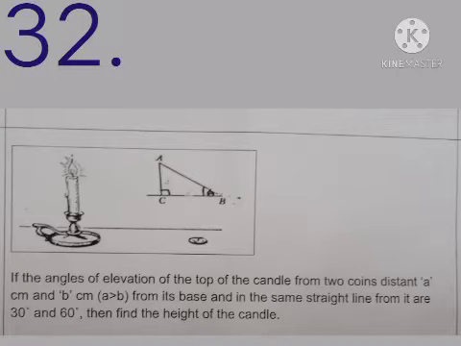Question number 32. If the angles of elevation of the top of the candle from two coins, distant a centimeter and b centimeter, where a is greater than b, from its base and in the same straight line from it, are 30 degree and 60 degree, then find the height of the candle.